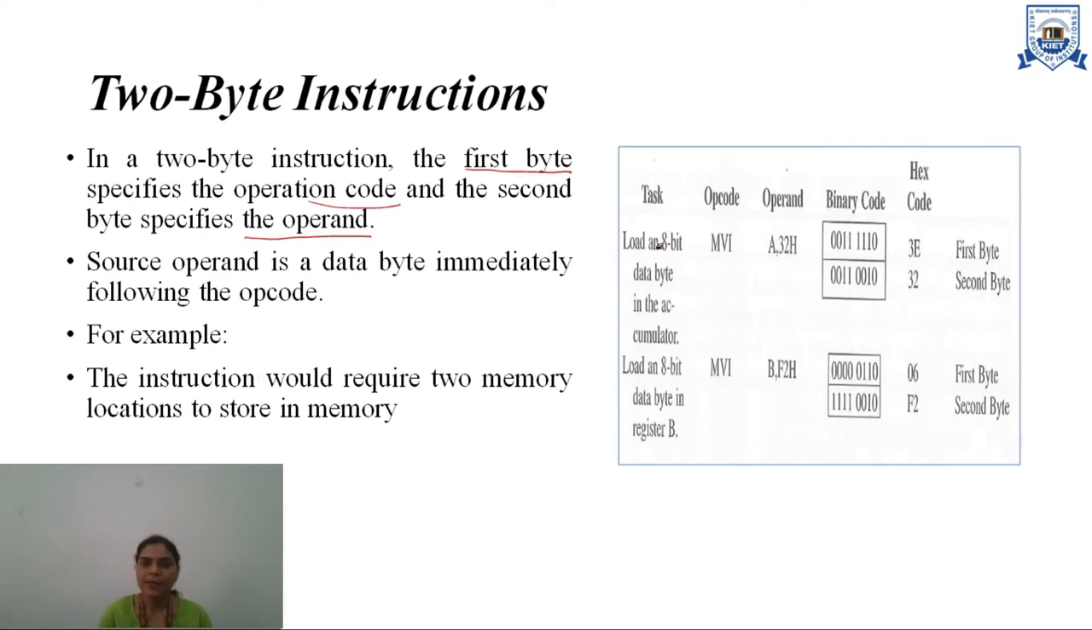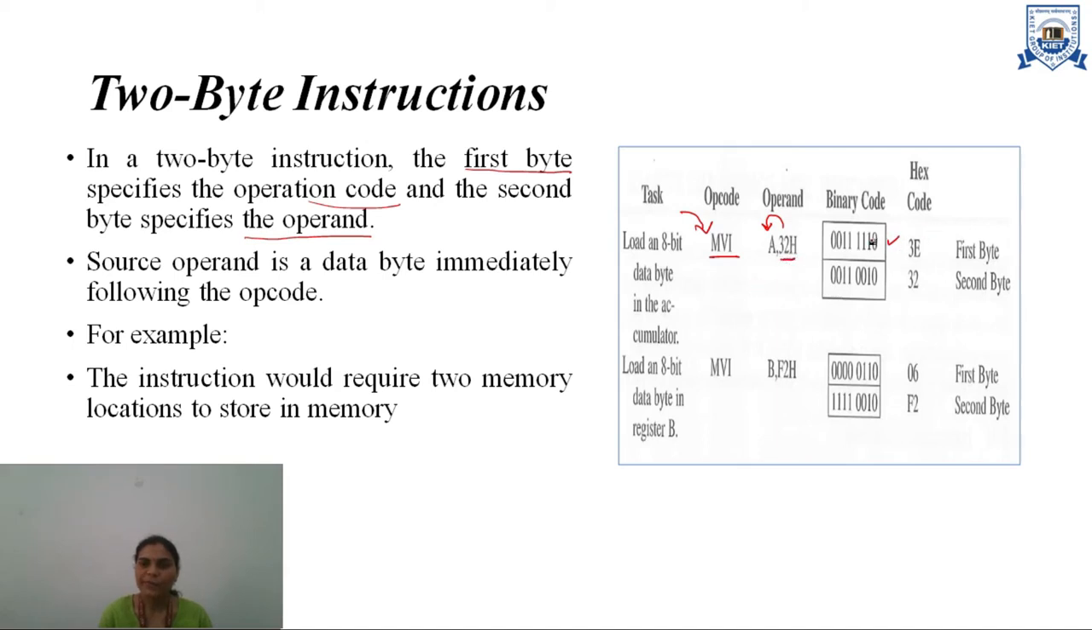So some examples are here. One is MVI A, 32H. MVI is move immediate. So this command has 2 bytes. The first byte specifies the code, and the code is the opcode MVI, move immediate. Immediate means it is moving some immediate value into the accumulator. The immediate value will be specified here.